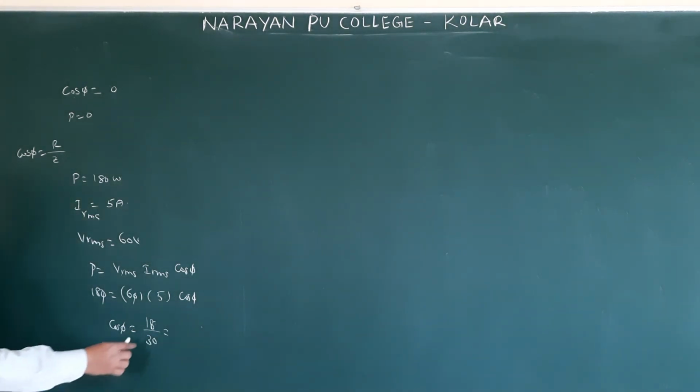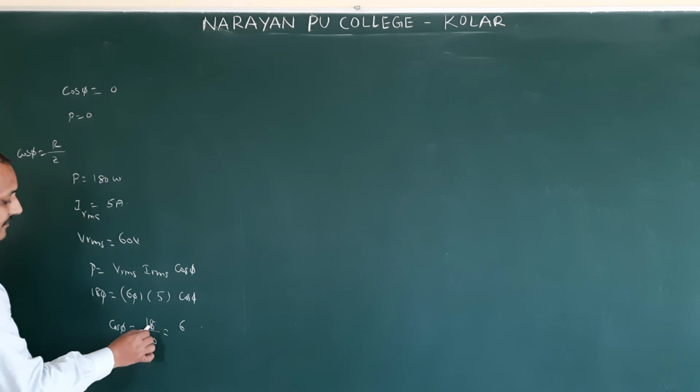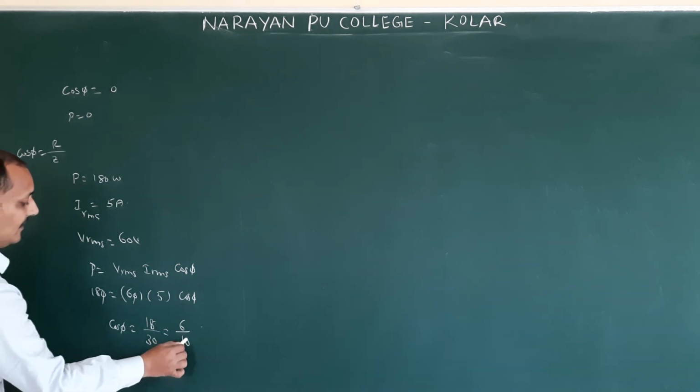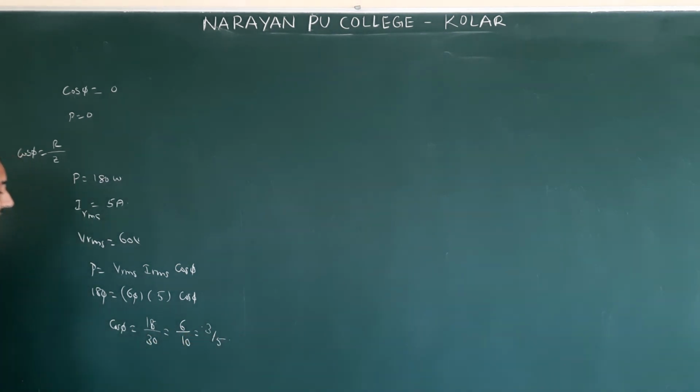Correct? 3 will be cancelled. 6 3s are 18, 10. So 3 by 5. Cos phi is equal to 3 by 5. Here 3 is the resistance and Z is the reactance, because only one coil is connected. For an LR circuit it becomes ZLR, for a CR circuit ZCR, for an LCR circuit ZLCR, and for only an inductor circuit we get XL. Isn't it? So like that you will be getting.